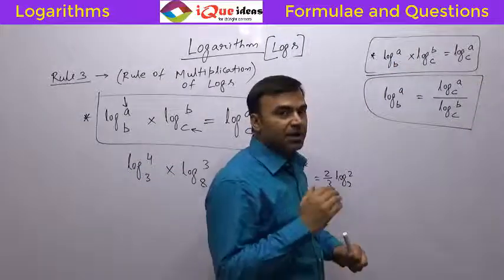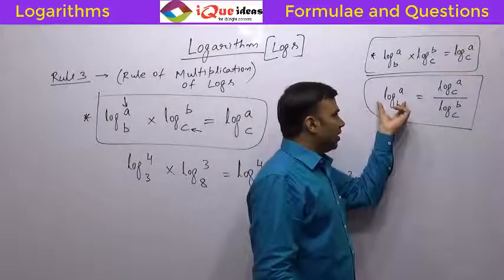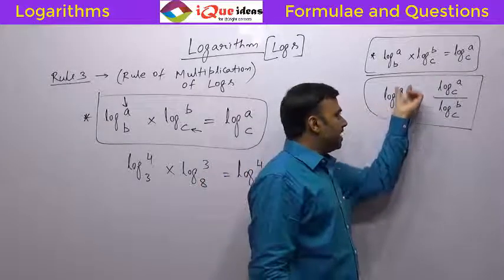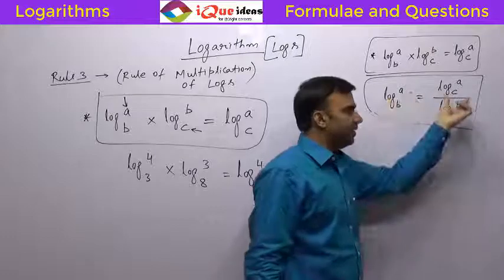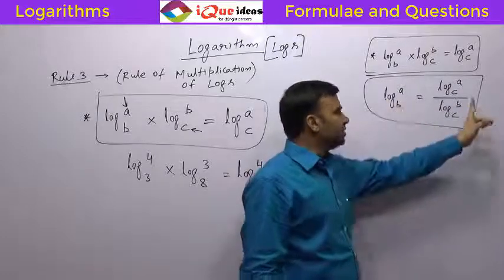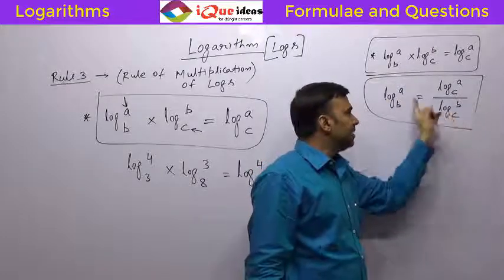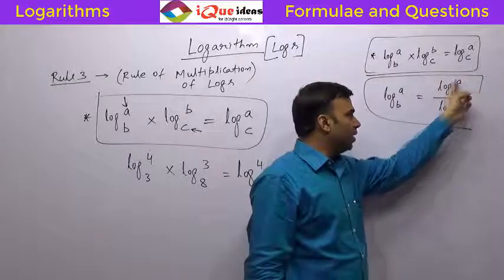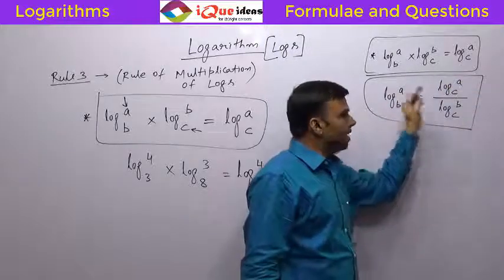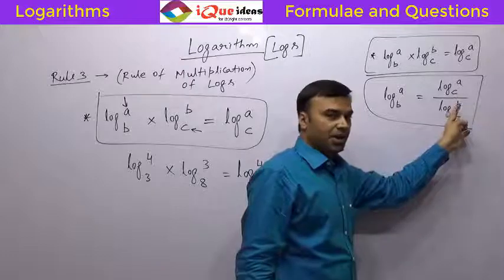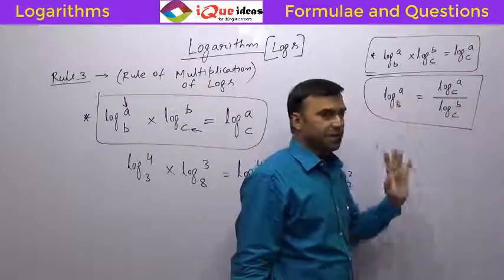Now, how do you remember this? If there is a log which combines a number and a base, they can be separated. How do we separate them? We introduce a third number c. Then a becomes the number of the log in the numerator, b becomes the number of the log in the denominator, and c becomes the base in both places.